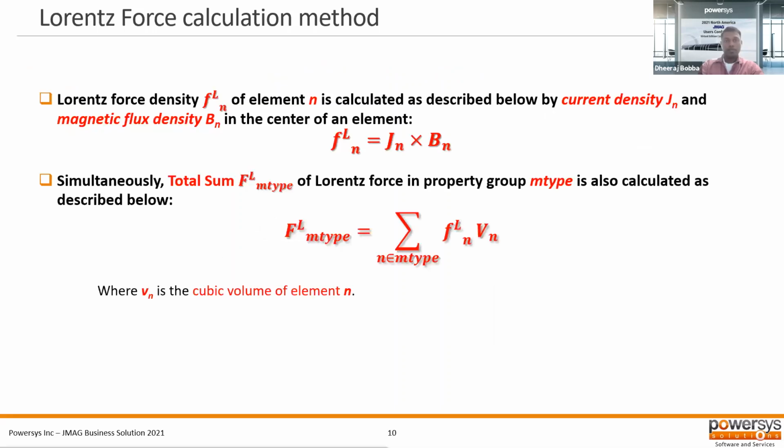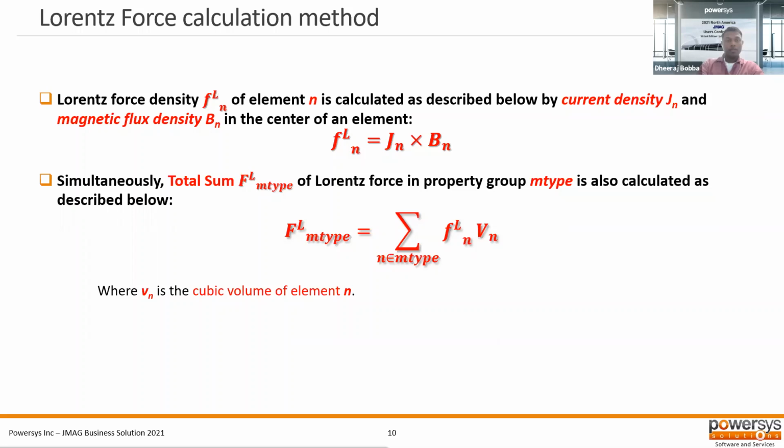And then we have the Lorentz force calculation method. As I said, this is only for conducting or non-magnetic material. In this case, Lorentz force is calculated based on the current density distribution in the mesh element, and also the magnetic flux density at the center of the element. It's a cross product of that. And once again, the total Lorentz force is the summation of individual forces on all the elements.